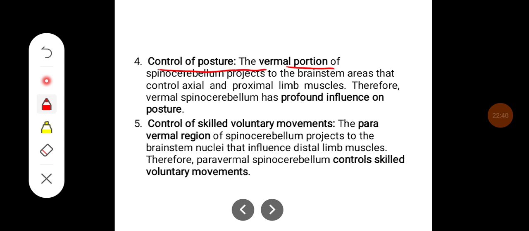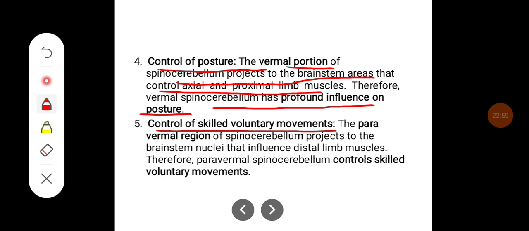The vermal portion of the spinocerebellum projects into brainstem areas that control axial and proximal limb muscles. Therefore, vermal spinocerebellum has a profound influence on posture. Cerebellum is important for control of skilled voluntary movements. The paravermal region of the spinocerebellum projects into the brainstem nuclei that influence the distal limb muscles. Therefore, paravermal spinocerebellum controls skilled voluntary movements.